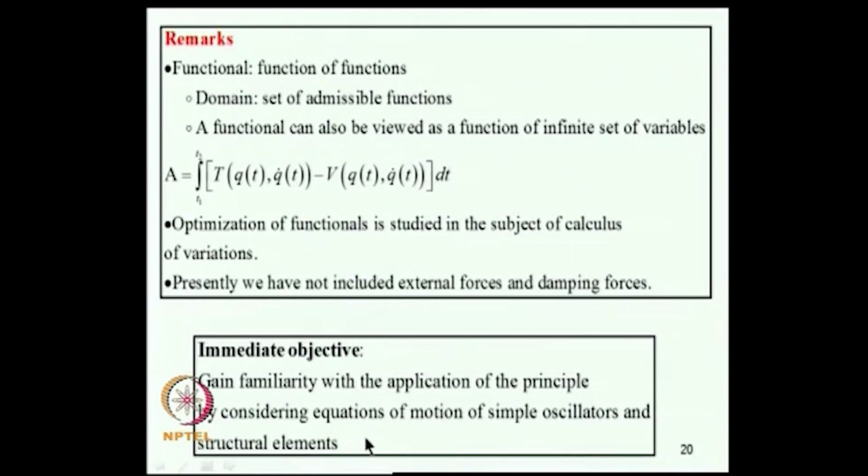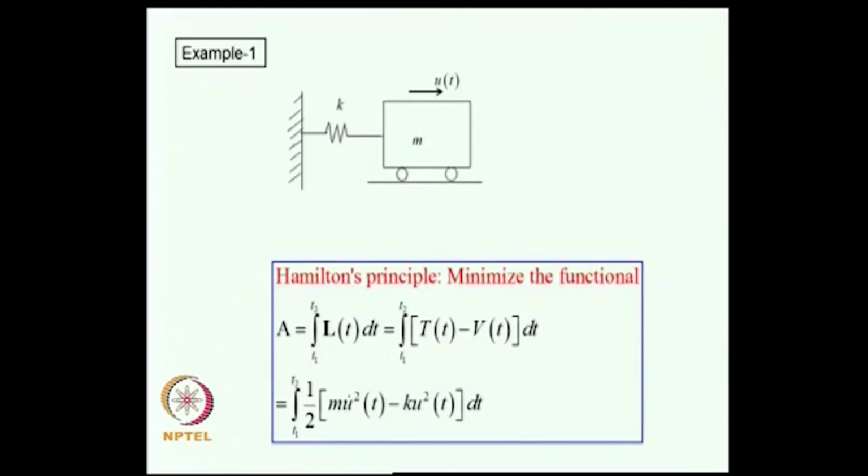So, after having done this, we will return to more details about how it is derived and so on and so forth. So, let us consider a simple example of a single degree of freedom system consisting of a mass and a spring. Here, if you apply Hamilton's principle, L of t, which is the difference of kinetic energy and potential energy, is given by T of t is half m u dot square, V of t is half k u square. So, this is the action integral for this problem.